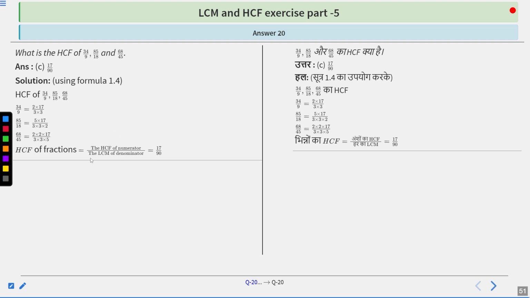Now to find the LCM of the denominators. When we find the LCM, we take the maximum power of common numbers as well as numbers which are not common. So 3 into 3 into 2 into 5, that is 90, is the LCM of the terms written in the denominator. So the HCF of these three fractions is 17 upon 90. Option number C is the correct answer.